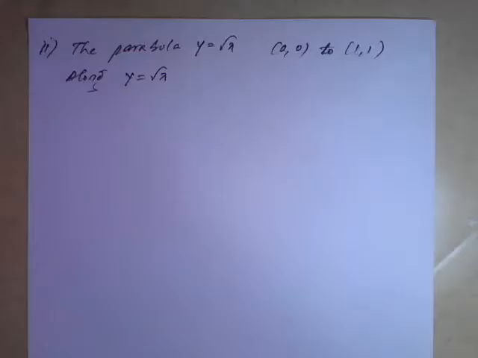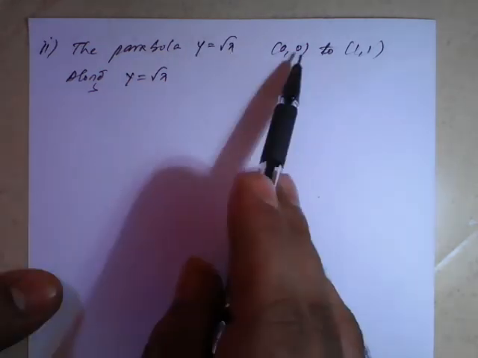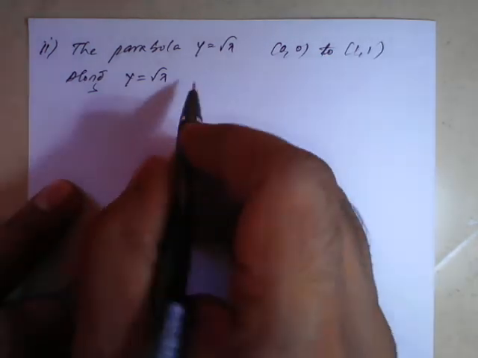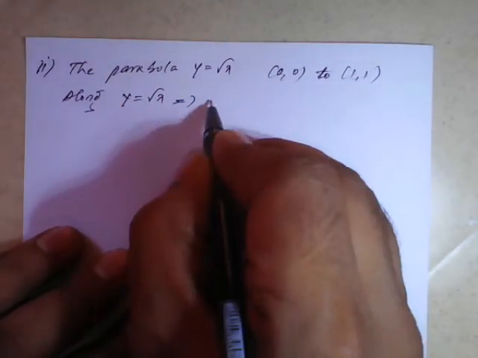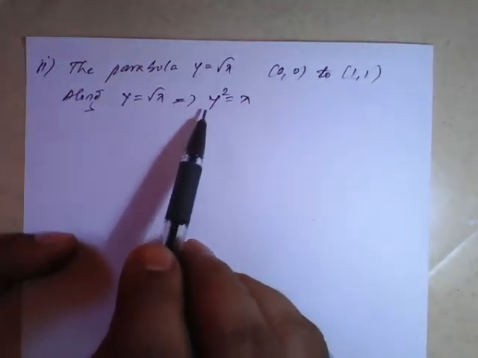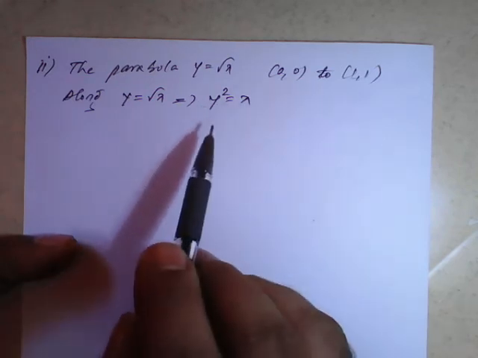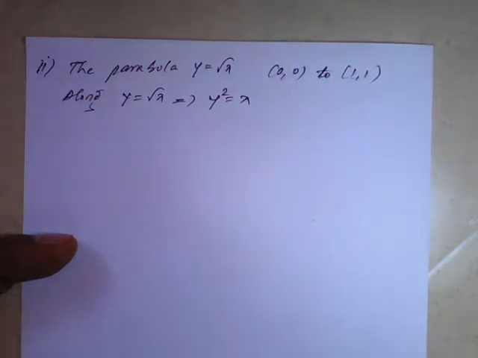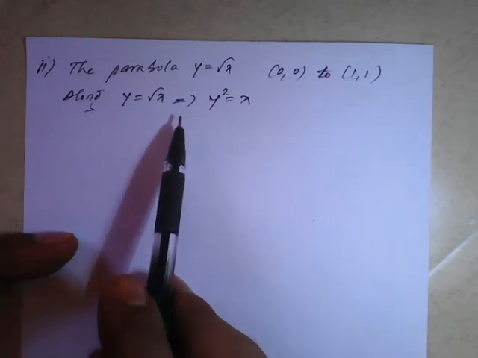Similarly for the second one, now the second condition, y is equal to root x under the points 0, 0 to 1, 1. So along y is equal to root x, which can be written, on squaring, as y square is equal to x. Either you can make it all y in terms of x or x in terms of y; it is left to the situation. In the previous example I converted all y in terms of x. For this example I will convert all x in terms of y.